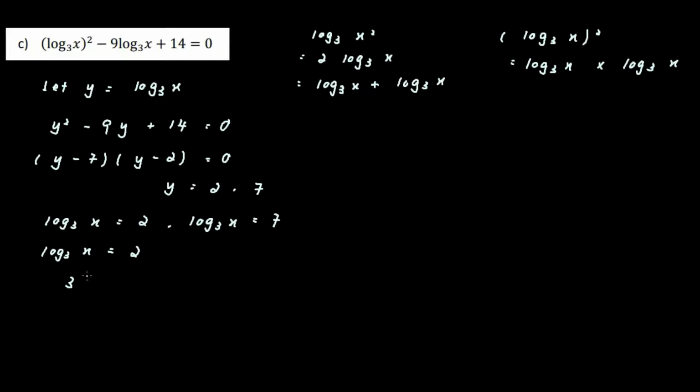So you will get 3 squared equals x, so x gives you 9. Then the other one, log base 3 of x equals 7. So 3 to the power of 7 equals x, so you have x equals 2187. Okay, so this is what you have. Same thing, now you might need to check.